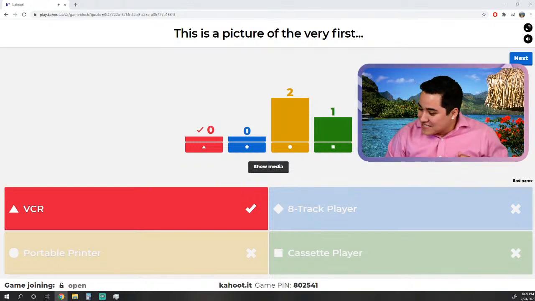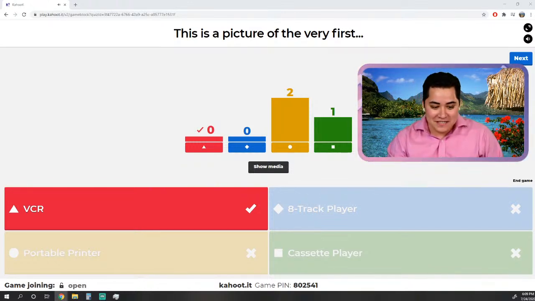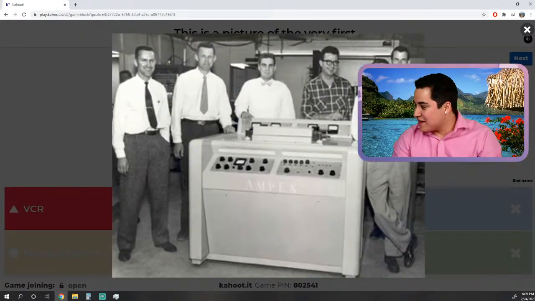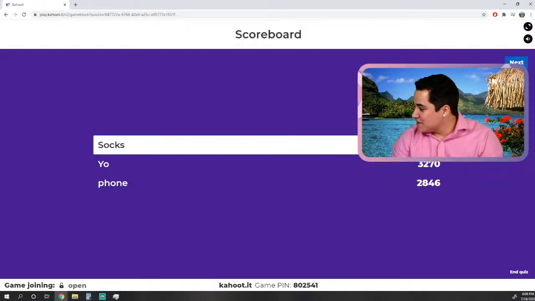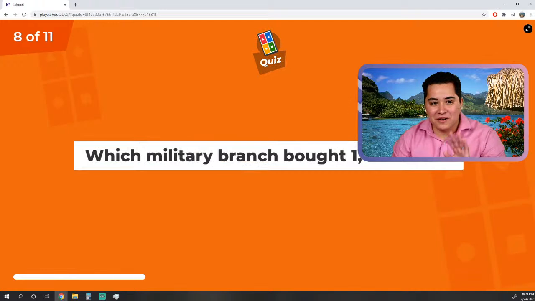The answer is it is the very first VCR, guys. Let me see if I can show that media there. Look at that beautiful VCR there. It's giant. This was 1956, I think. Might be off on a few of my years, but yep. So no one got that right.